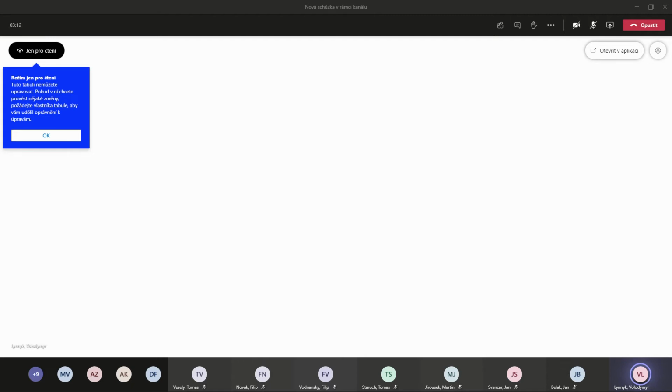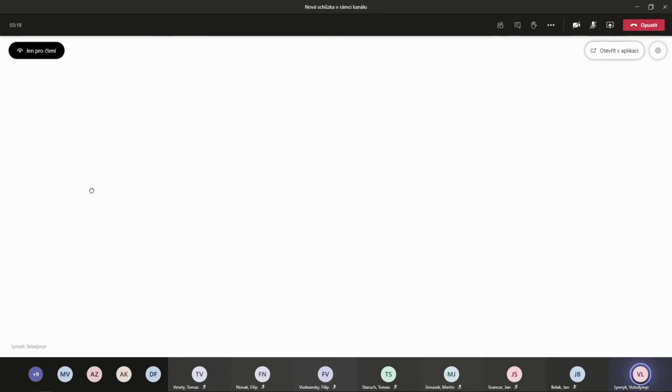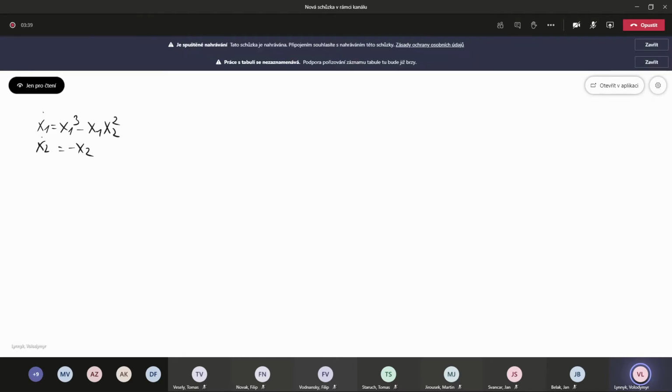Okay, let's prove that the origin is globally asymptotically stable for the next system. x1 dot equals x1 cubed minus x1 x2 squared, x2 dot equals minus x2.